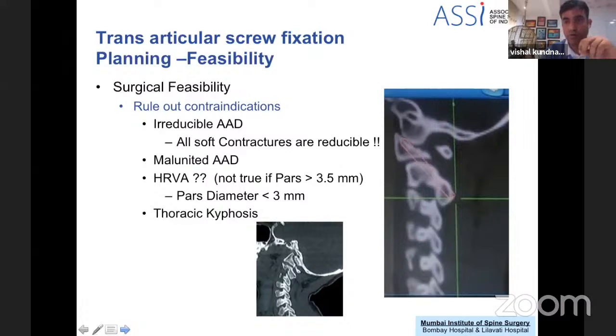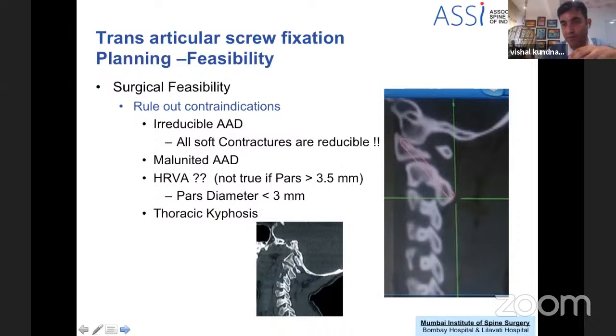Particularly in malunion of odontoid fractures, you should not be doing it. High riding vertebral artery was said to be a contraindication last decade, but today I think a high riding vertebral artery by definition doesn't mean a contraindication if the pars diameter is more than 3 millimeters. I would say that transarticular screw is now a contraindication only when the pars diameter is less than 3 millimeters, even in a patient with a normal vertebral artery. So rather than looking at the high riding vertebral artery, look at the minimum pars diameter, and this term, MPD, minimum pars diameter, is something we must pay more attention to.